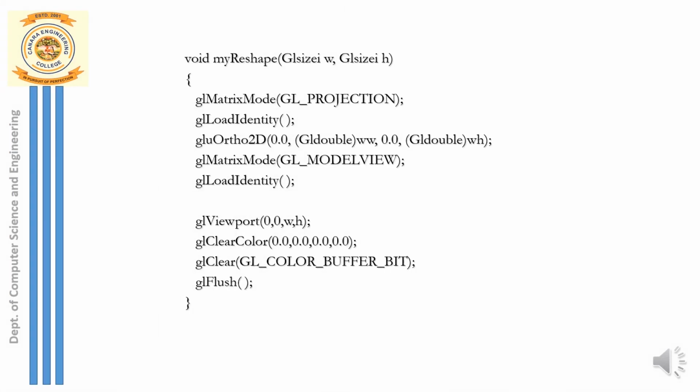You can just see this function now. The function is void myReshape. So glutReshapeFunc is a function that we call from main. The moment we perform this resizing event, this function is called. What is that? The moment we increase or decrease the size of the display window, this function will be automatically called.